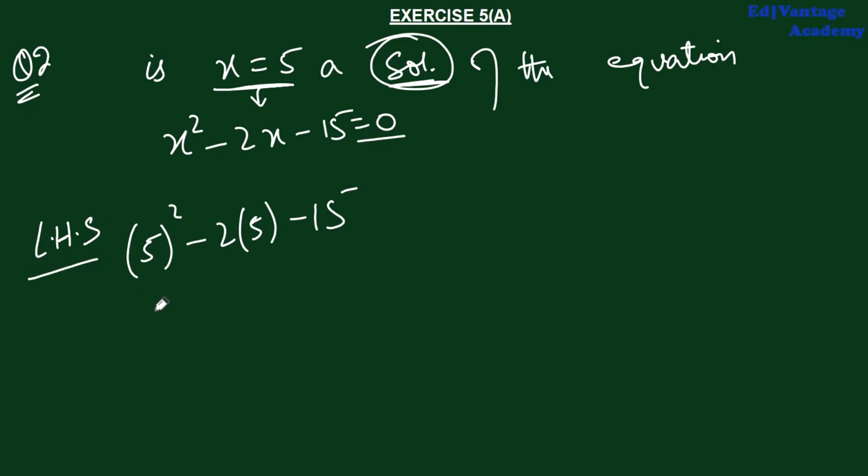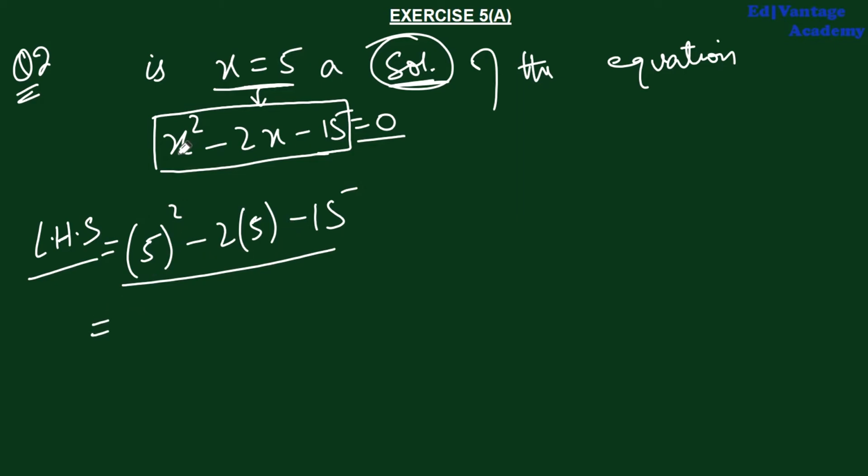So substituting in LHS, this is my LHS. You can see here the left hand side is x square minus 2x minus 15. So I substituted the x value in the left hand side. Let me calculate how much it is. In place of x, I just have to write 5. So it is 5 square, which is 25, minus 2 times 5, which is 10, minus 15. So 25 minus 10 is 15, 15 minus 15 is 0.